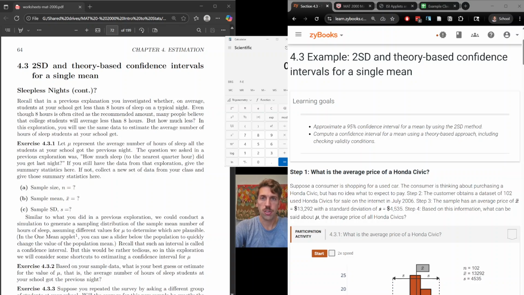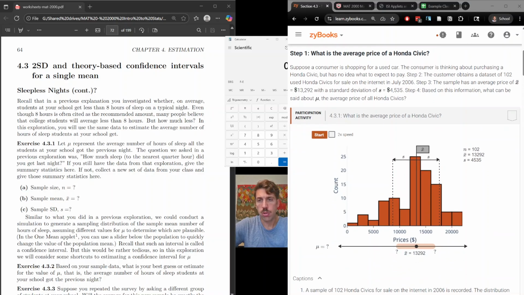This is Introduction to Statistics at Grace College, and we're doing section 4.3 today, which is the two standard deviation and theory-based confidence intervals for a single mean. So last section we did it for a single proportion, so we're just changing up what type of data we had. We had categorical, now we have quantitative data.